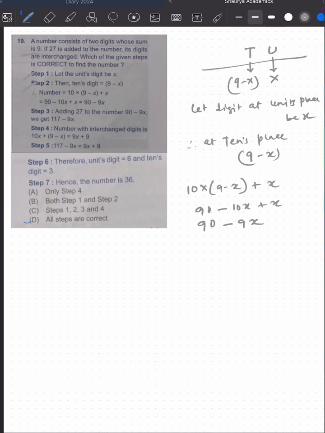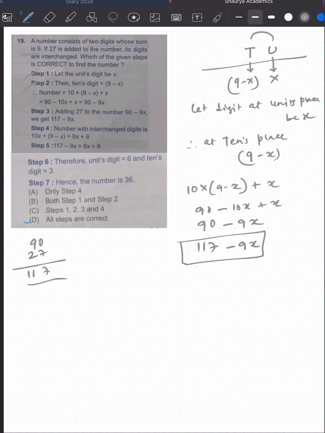Now we are saying that if 27 is added to the number, its digits are interchanged. Okay. So let's add 27. So 90 plus 27 is 117. So 117 minus 9x is what we will get once we add 27 to it. But then what is happening is, when 27 is added to the number, its digits are interchanged.